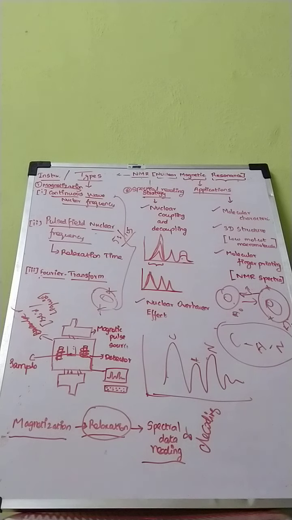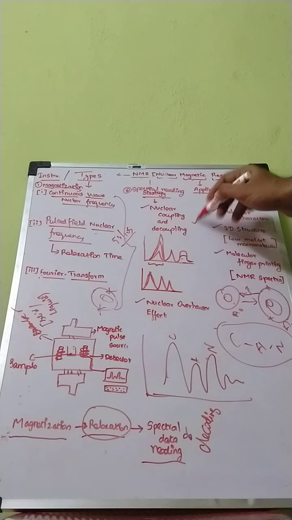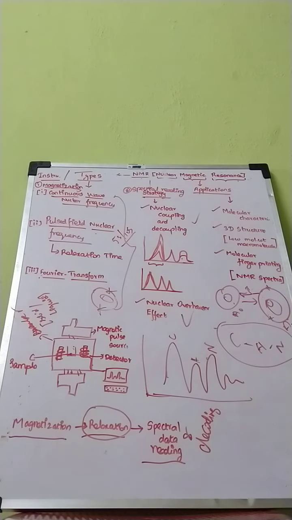Since I have discussed most of the information related to the spectral graph and spectral data in the core principle, I have skipped most of those things in this discussion. Coming to an important strategy related to NMR spectra data analysis, I want you to understand two strategies. One is nuclear coupling and decoupling, and another one is the nuclear Overhauser effect.